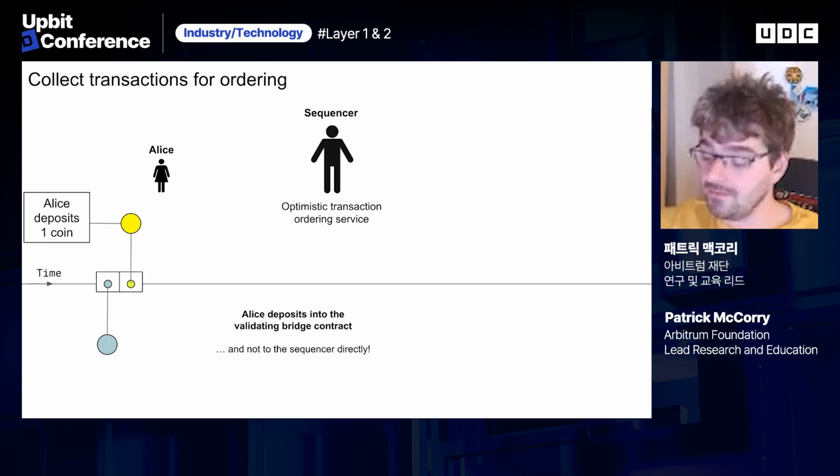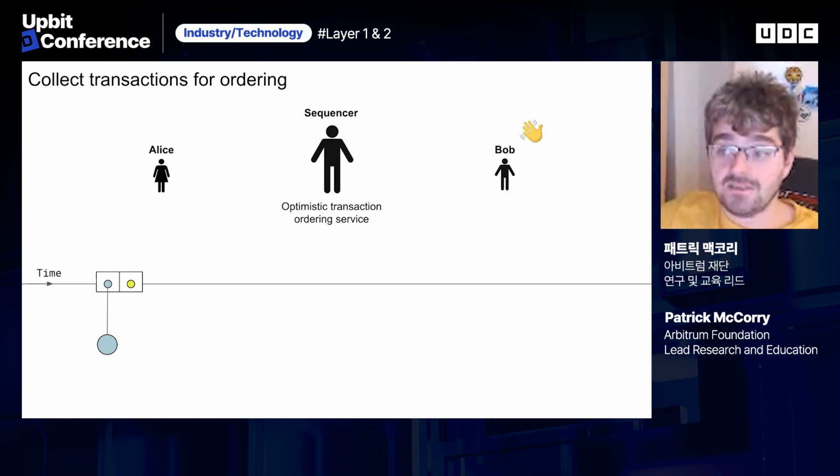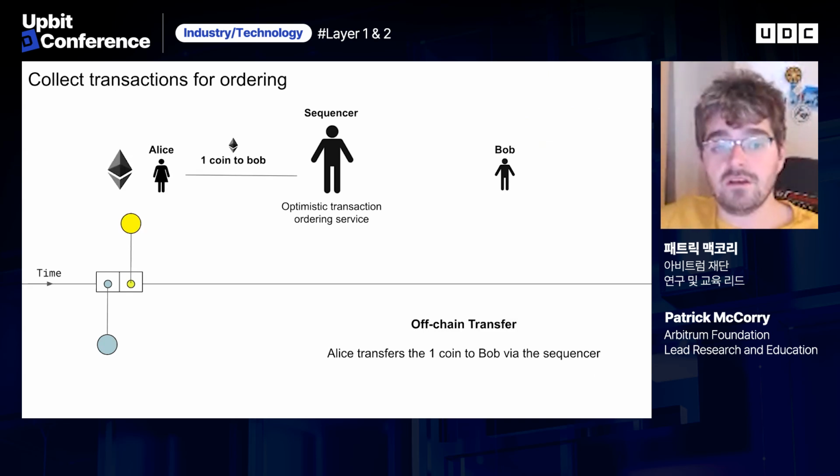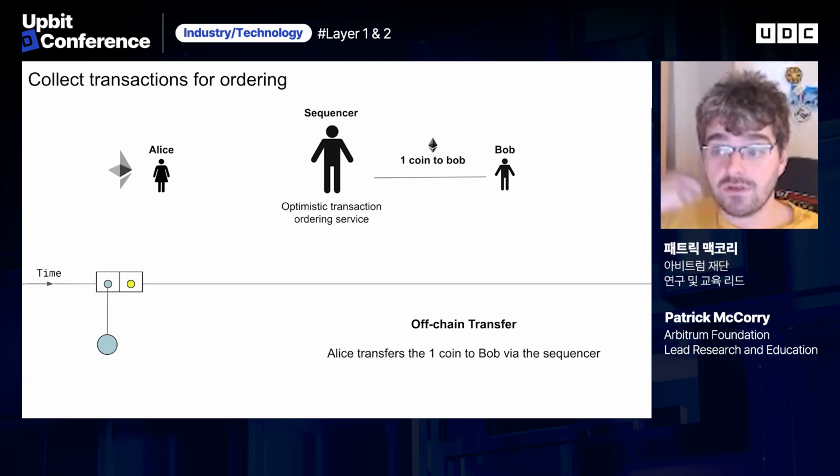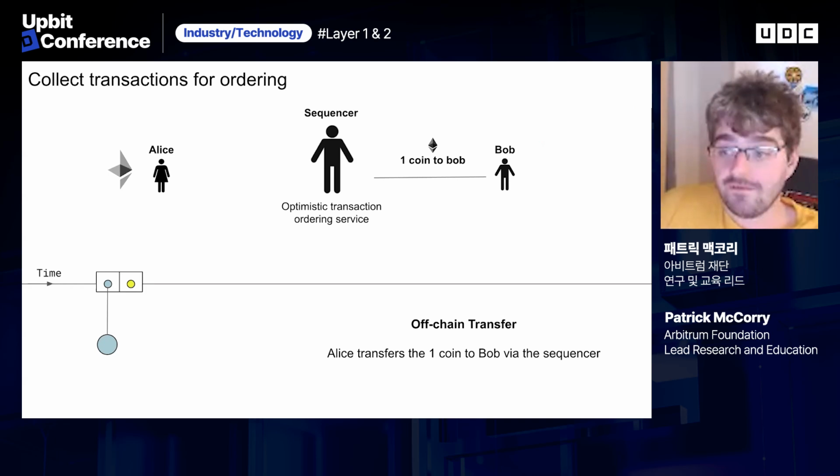So again, we have a user, they deposit funds into the system, into the bridge, and it pops up on the off-chain system. Now, maybe Alice wants to send some coins to Bob. So Alice will sign a transaction and give it to the sequencer, and she'll transfer 1 coin to Bob. Now, the sequencer can notify Bob to say, Bob, you're going to receive 1 coin. But this transaction is currently pending. The sequencer has it, but it's not confirmed.